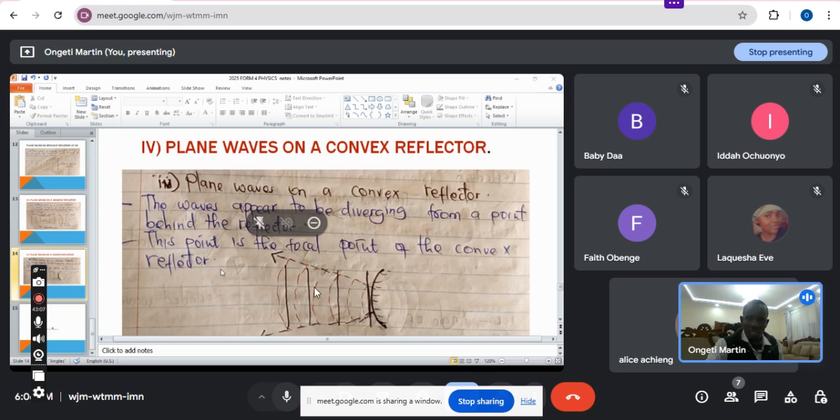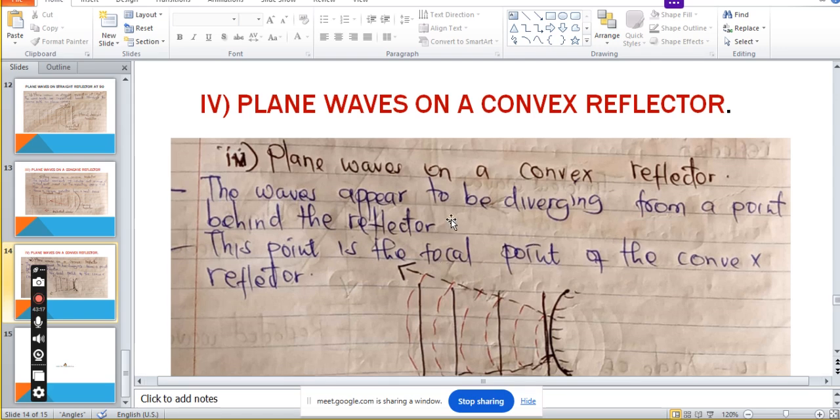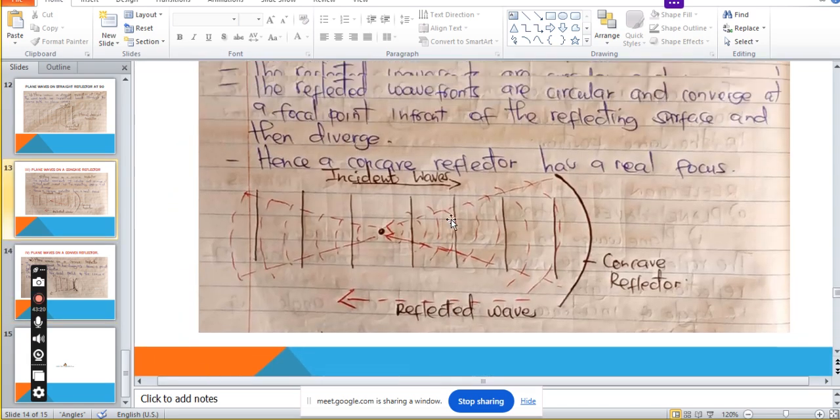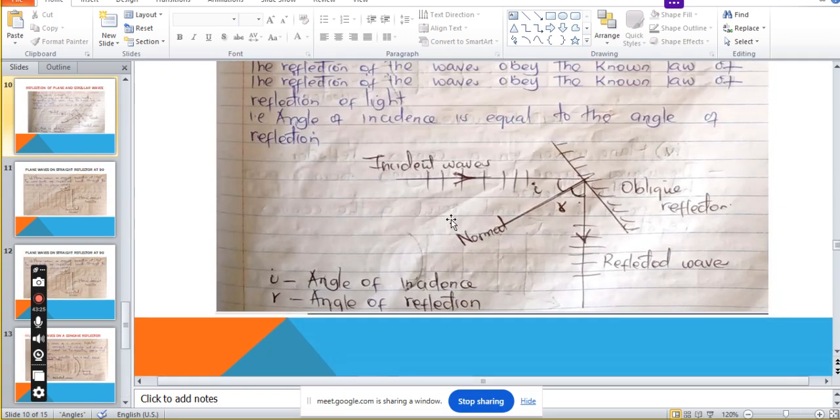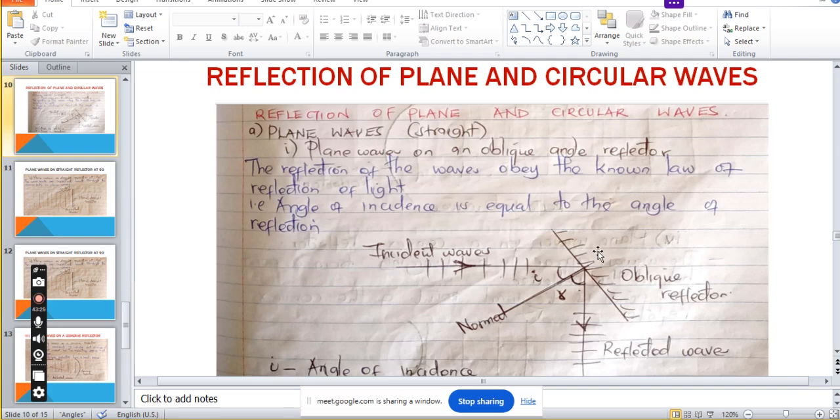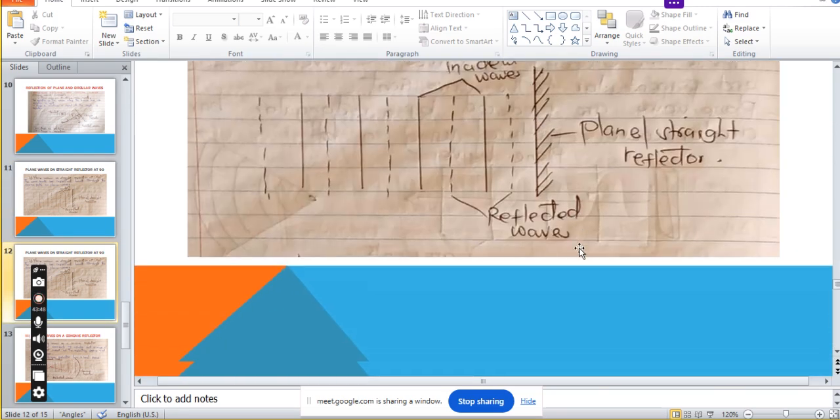So they get reflected. There are certain things which you are supposed to note here, and I want you to be very, very careful, because in most cases you'll be asked to draw these. Now, look at where we started from when we were directing plane waves. Plane waves directed to an oblique surface get reflected such that the angle of incidence is equal to the angle of reflection. The next one, we directed on a plane straight surface. It is still plane waves, still straight, plane surface, still the same.